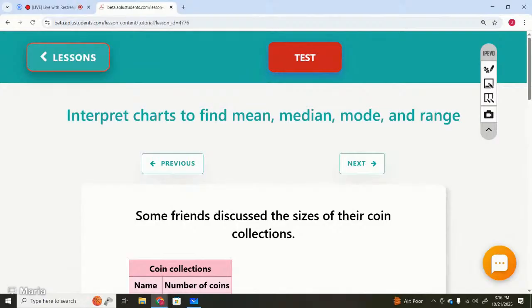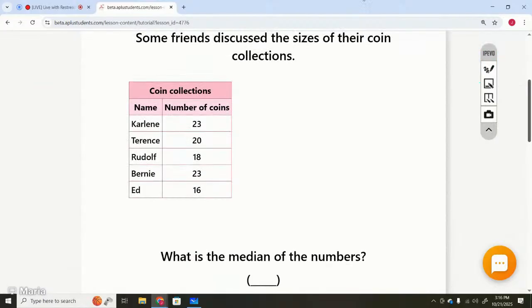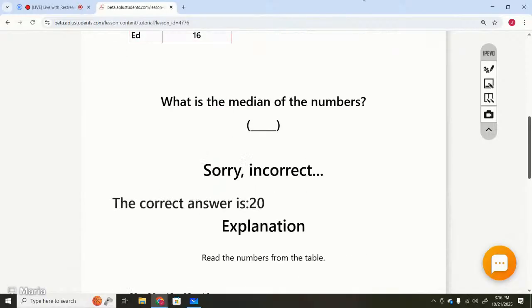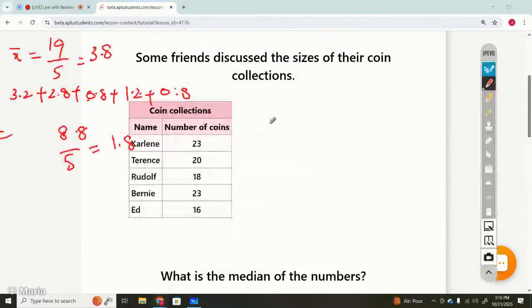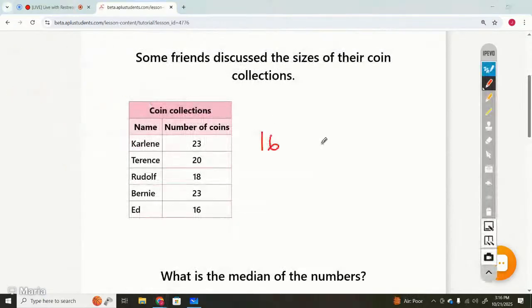Some friends discussed the sizes of their coin collection. What is the median of the numbers? So, for the median of the numbers, you need to arrange the numbers from least to greatest: 16, 16, 18, 20, 23. The median is the value exactly in the middle of the data, and the median divides the data into two equal groups.